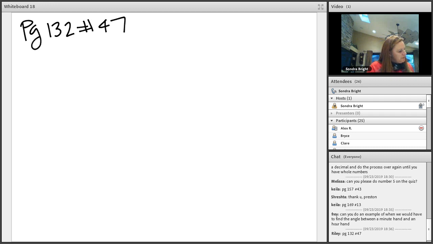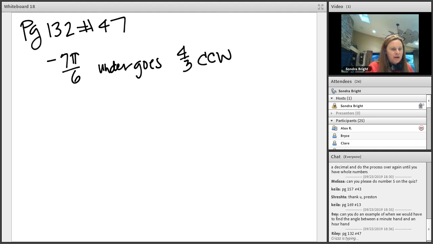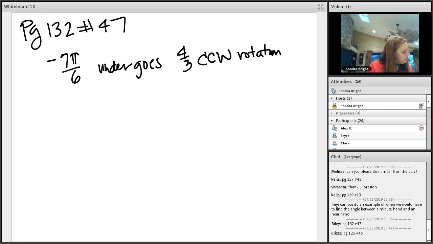An angle in standard position whose measure is negative 7 pi over 6 undergoes a 4/3 counterclockwise rotation. Determine the measure of the angle between 0 and 2 pi that is coterminal with the resulting angle. Okay, so we want negative 7 pi over 6.